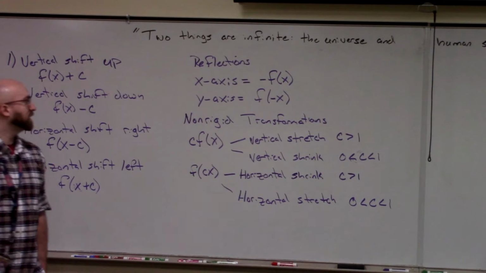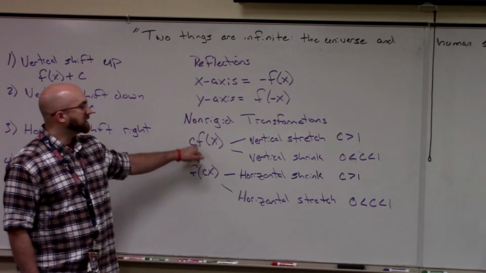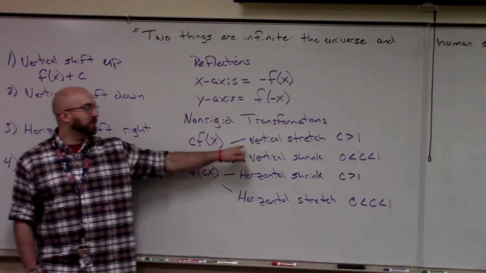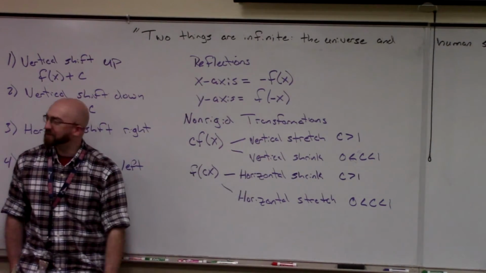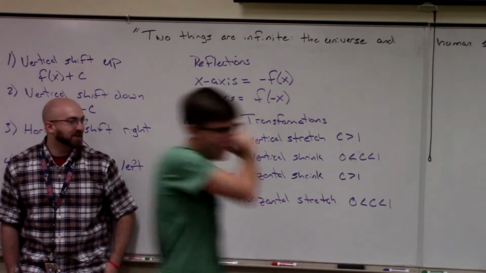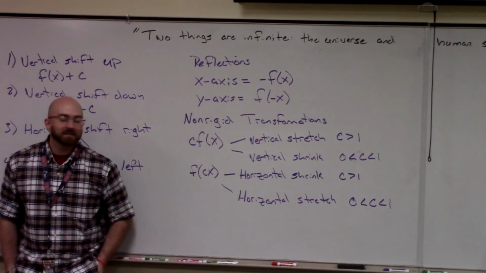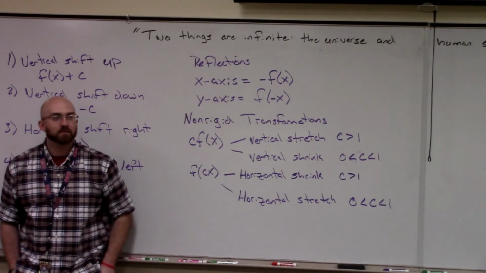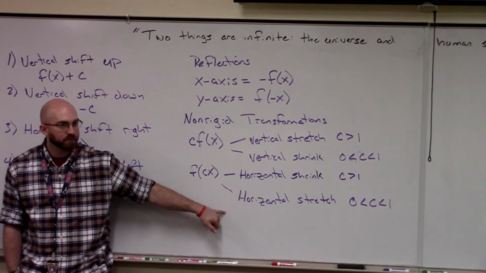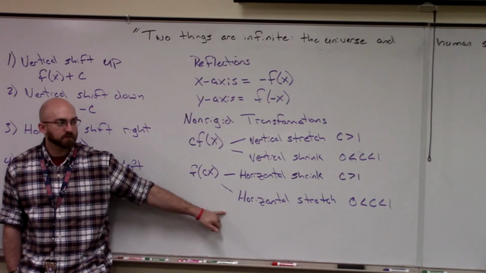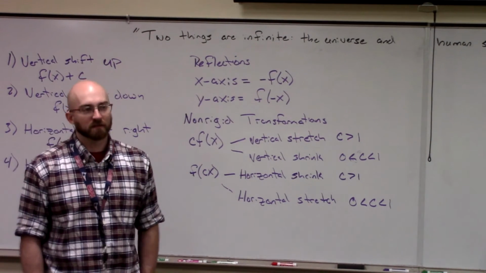And the last one are non-rigid transformations. If the constant is on the outside of a function, it's a vertical stretch if C is greater than 1, and vertical shrink if C is between 0 and 1, like a fraction. If it's inside the function, if C is multiplied by x inside of it, then we have horizontal shrink and horizontal stretch. Questions on any of those? No? Okay, let's do some examples. So jump to number 16.